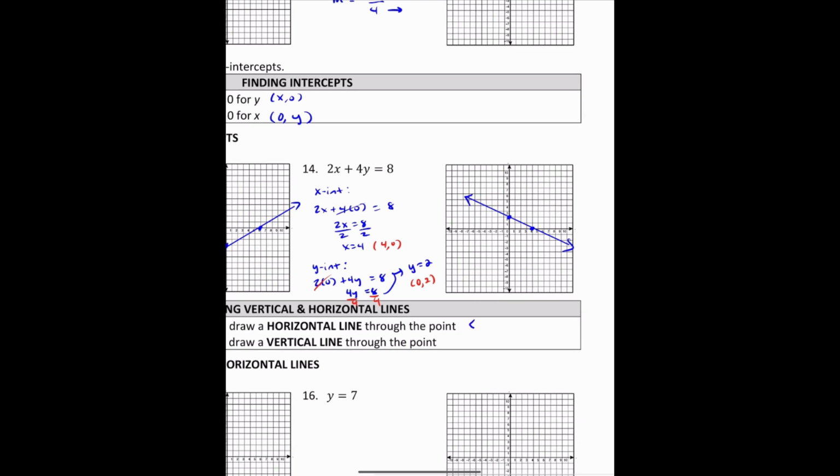All right. Lastly, we're going to talk about graphing vertical and horizontal lines. Now, when you have y equals a number, you put a point on the y-axis and draw a horizontal line through the point. Whenever we have x equals a number, you put a point on the x-axis and draw a vertical line through the point. So remember, a horizontal line looks like this. It's left and right, and a vertical line is up and down.